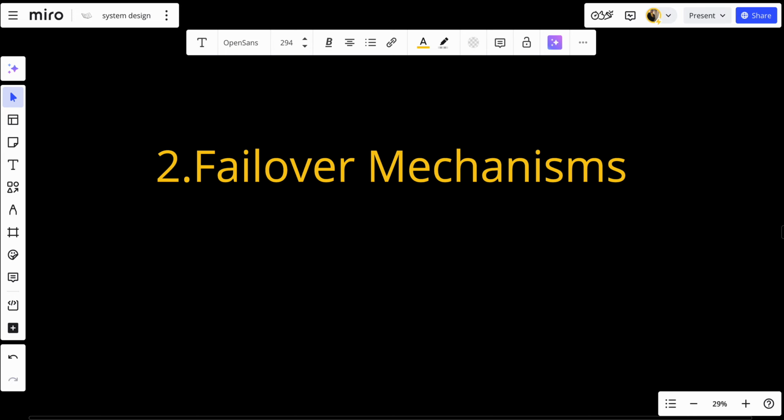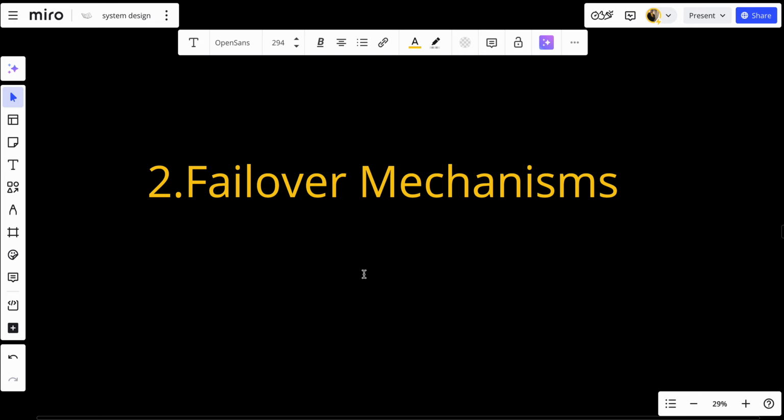Another key concept is failover. Failover is the process of automatically switching to a backup system when the primary system fails. It's used in both hardware and software to ensure that failures are handled seamlessly. For instance, in a database setup, if the primary database fails, a replica or backup database can take over the workload automatically, ensuring that the application continues to function without downtime.